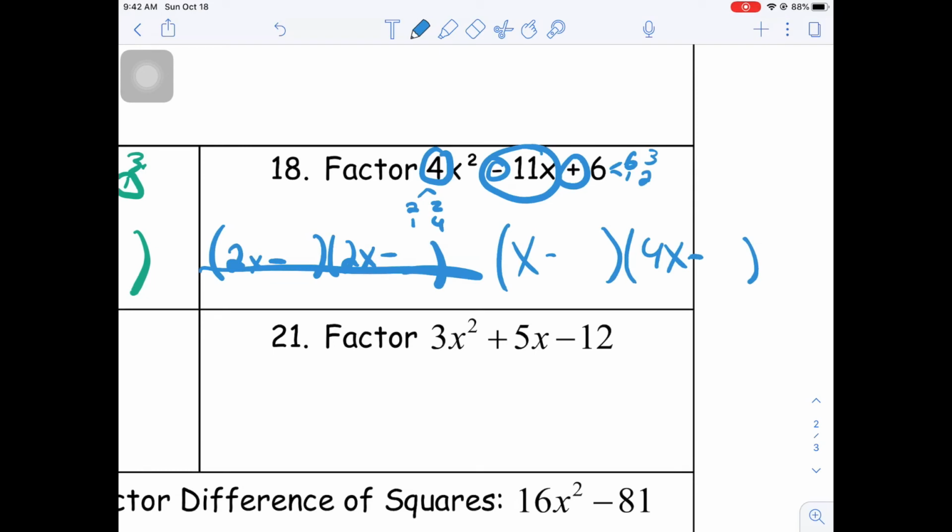Okay, let's see what happens when we do these. Well, if we multiply this by 4, that would give us 8. If we multiply this by 1, that would give us 3. Well, 8 and 3 does give us 11. So let's double check we put the right ones in the right spots.